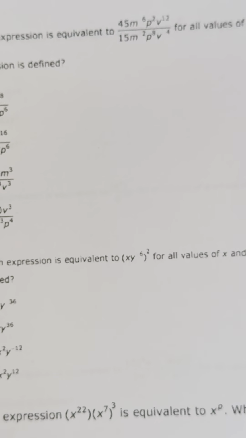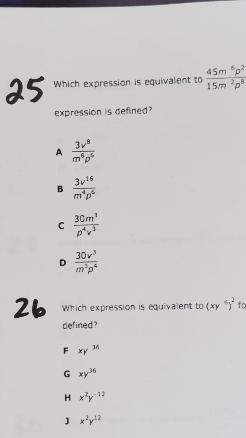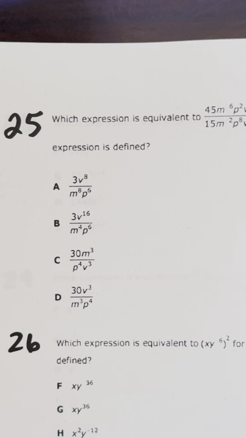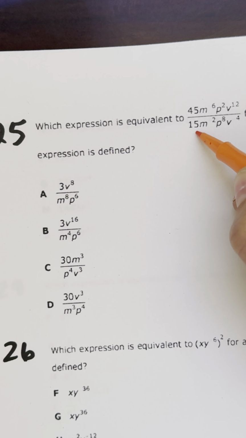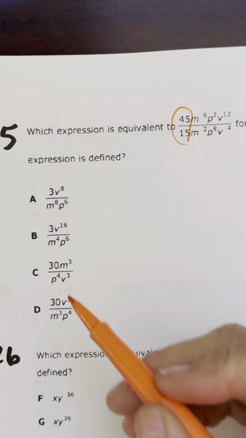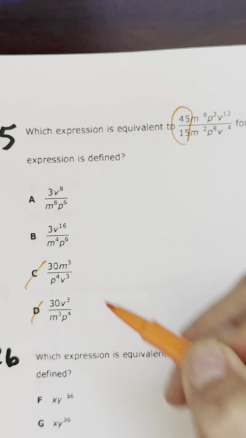So multiplication, you add, and division, you subtract. Numbers are just numbers. Those are just what you do to exponents. Exponents only. It has nothing to do with the numbers. So start off with the numbers. So 45 divided by 15. Is it 3 or 30? Of course, it's not 30. It's 3. So you can eliminate C and D.